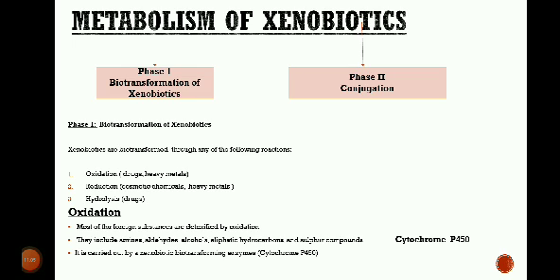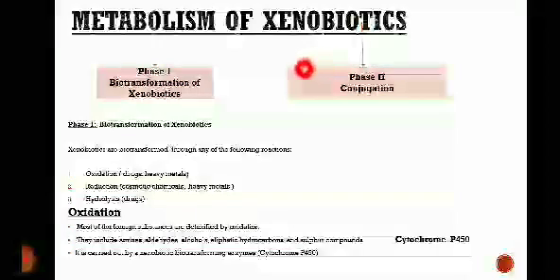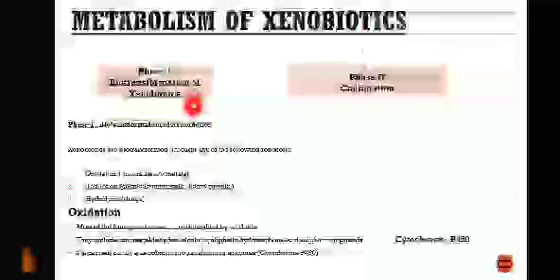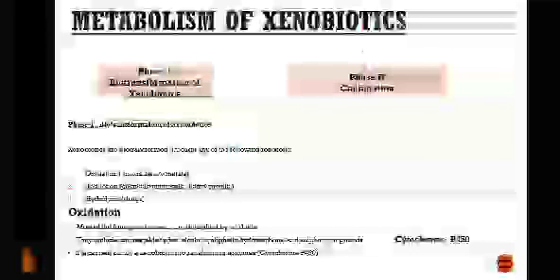Now, the metabolism of xenobiotics. The metabolism of xenobiotics occurs in two phases, phase 1 and phase 2. Phase 1 is the biotransformation of xenobiotics and phase 2 is conjugation. So first, let's discuss phase 1, the biotransformation of xenobiotics. Before that, we should know what biotransformation is.